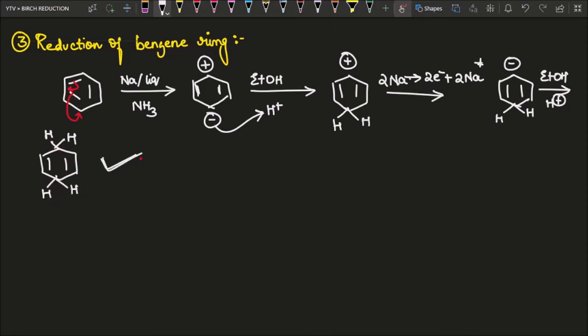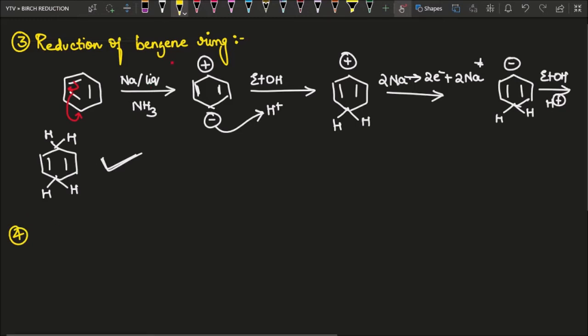cyclohexadiene. So this is the product. So even benzene rings can be reduced using this reagent. Now the next application of Birch reduction is the presence of some groups on the benzene ring. Whenever we have an electron donating group or electron withdrawing group attached to the benzene ring, how will the reduction reaction occur? That is what we are going to see.